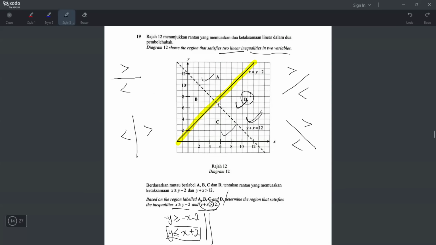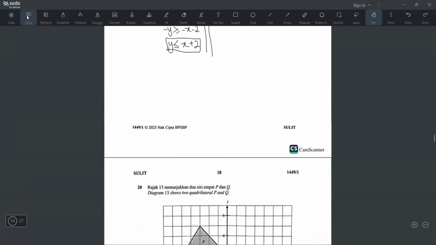Kenapa dia guna garisan putus-putus? Sebab untuk inequality ni dia tak ada equal. Dia bigger than 12. Okay, dia tak ada tulis bigger equals 12. So bila dia tak ada equal, we have to use dash line. We have to use dotted line. Alright. Okay, so that's the answer.